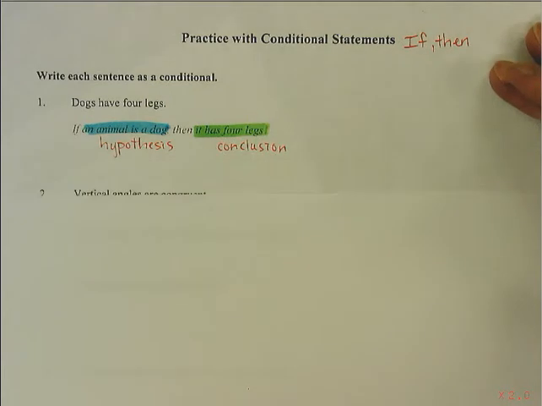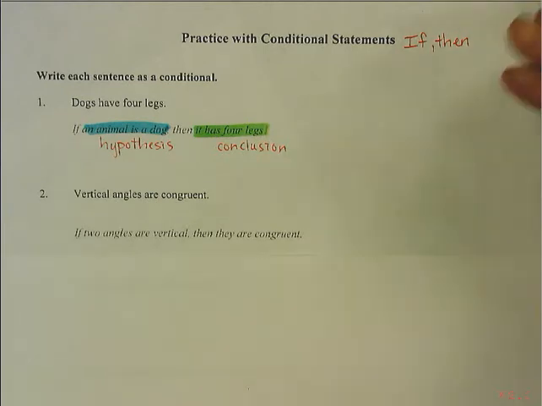Another example, vertical angles are congruent. We would say, if 2 angles are vertical, then they are congruent.